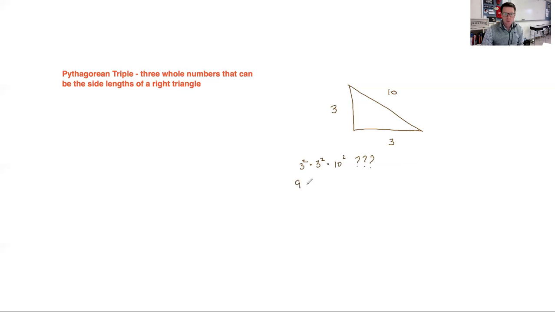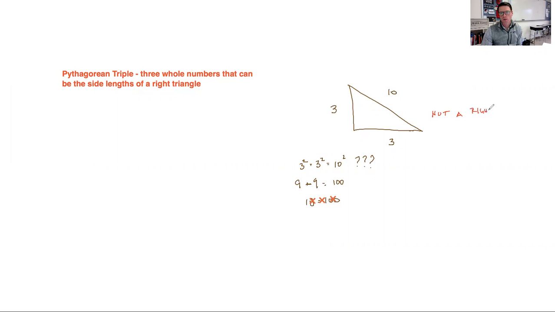So here we get 9 plus 9 equals 100. Does 18 equal 100? And the answer is quite obviously no, right? So we'll get our stamp. There we go. No, it does not. So this is not a right triangle. It's still a triangle. It's just not a right triangle. And therefore, 3, 3, 10 is not a Pythagorean triple.